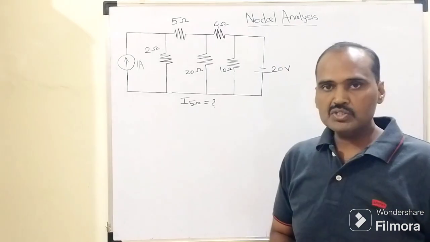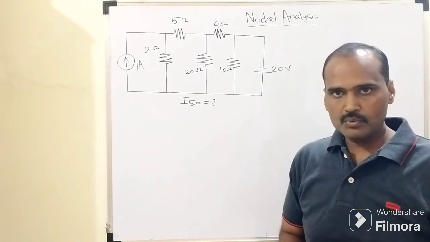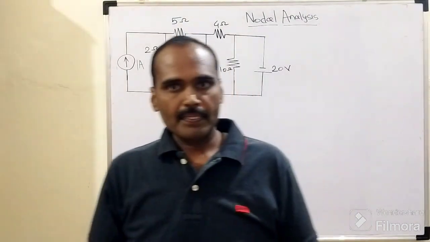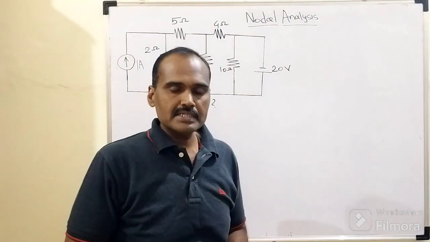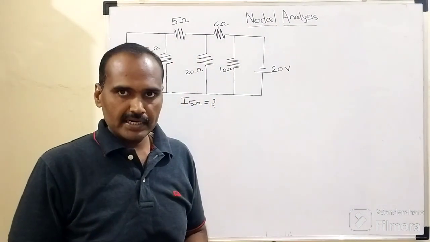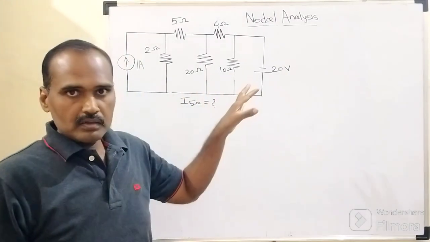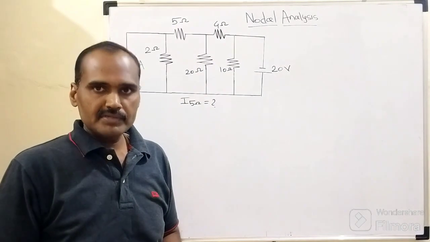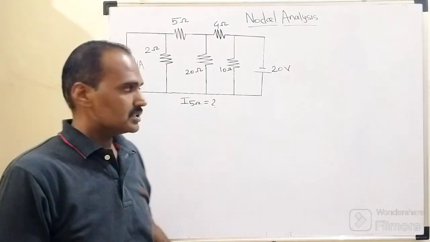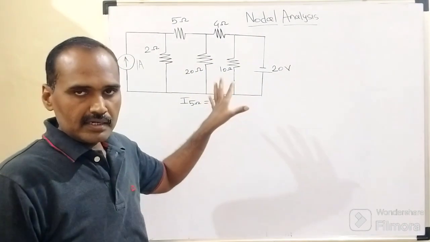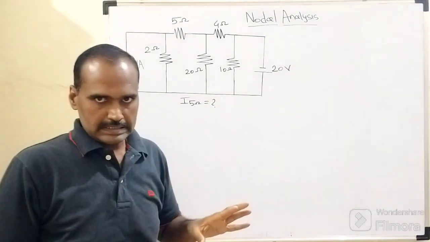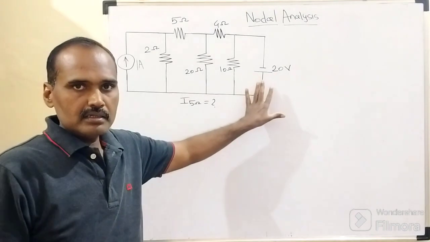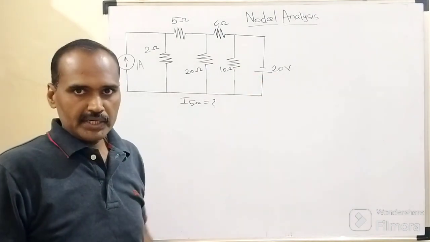Now, as far as these energy sources are concerned, as I told you earlier, we have dependent and independent energy sources. So far we had not discussed any numericals based on dependent energy sources. Probably in a forthcoming session we will discuss numericals with dependent energy sources. Currently in this network we have two independent sources: one is the current source of 1 ampere and the other is the voltage source of 20 volt.